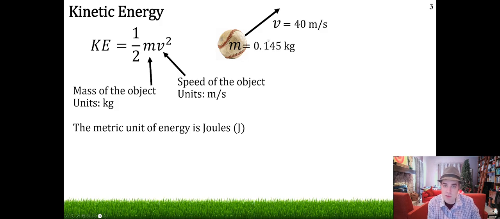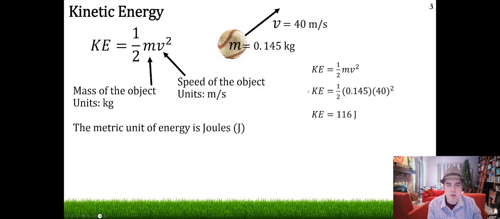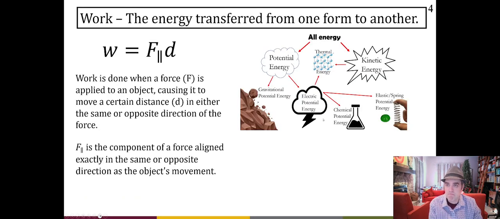If I give you some numbers, like the mass of the ball is 0.145 kilograms, the velocity is 40 meters per second, we can just plug that into our kinetic energy equation and get a number out here. In this case, 116 joules of energy.